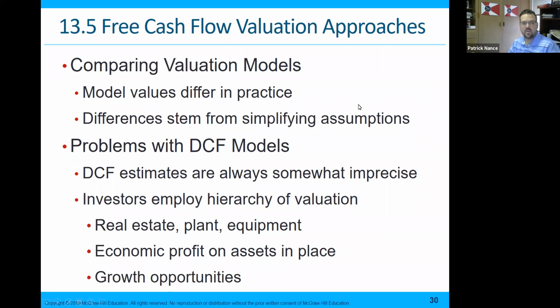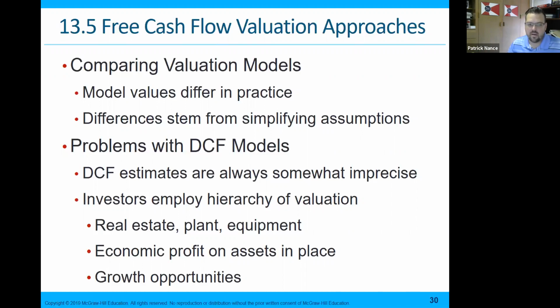So comparing these valuation models, they differ in practice. The differences stem from simplifying some of the assumptions. So some things that we assume, and also some of these are estimates. When we talk about growth and potential growth, a lot of times we'll run this through with multiple areas of potential growth, because that obviously changes my function quite a bit.